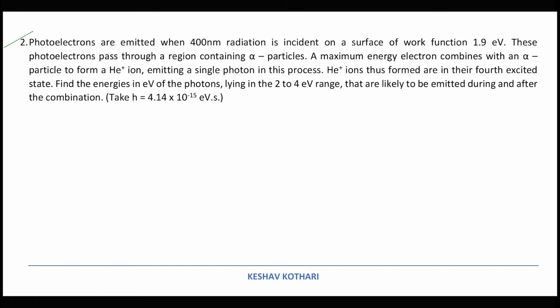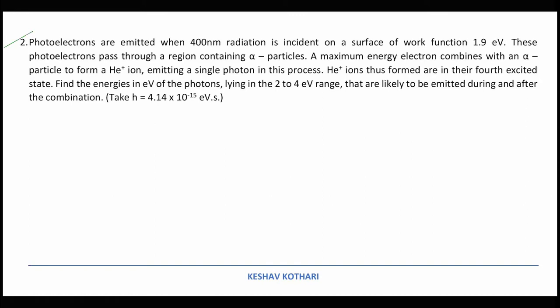Photoelectrons are emitted when 400 nanometer radiation is incident on a surface of work function 1.9 electron volt. These photoelectrons pass through a region containing alpha particles. The maximum energy electron combines with an alpha particle to form a He plus ion, emitting a single photon in this process. The He plus ions thus formed are in their fourth excited state. Find the energies in electron volt of the photons lying in the 2 to 4 electron volt range that are likely to be emitted during and after the combination.